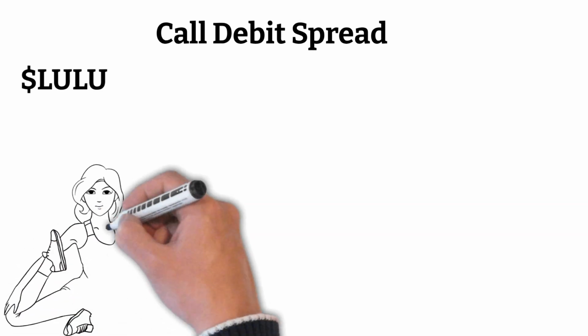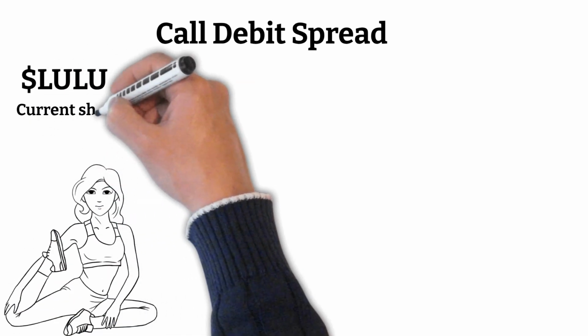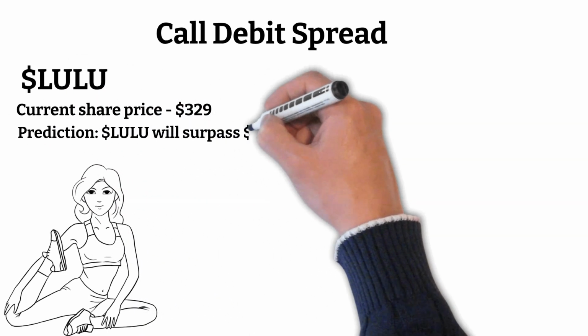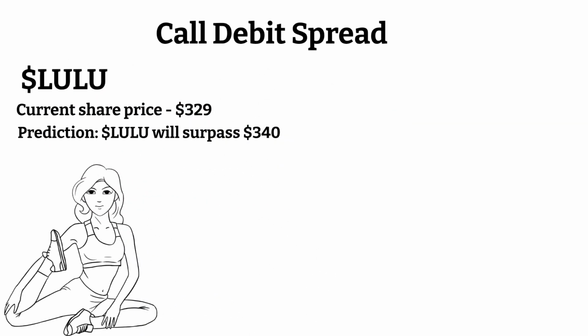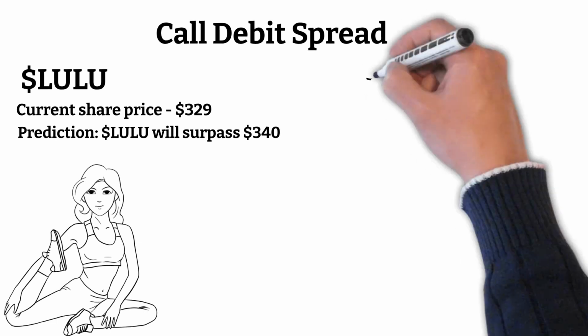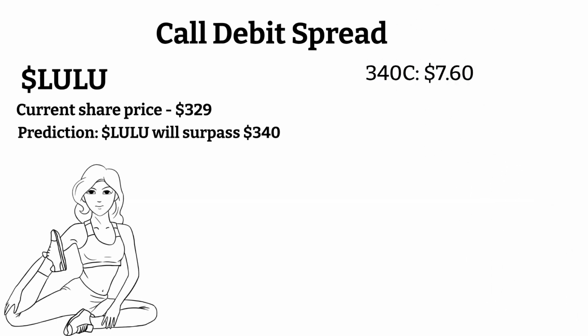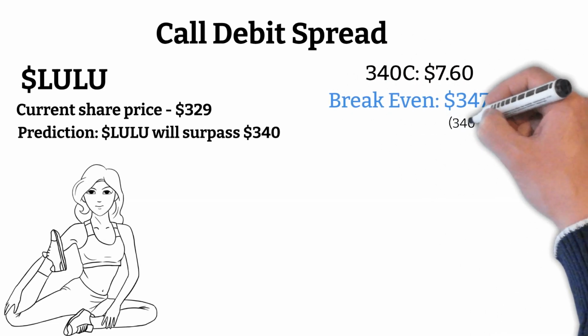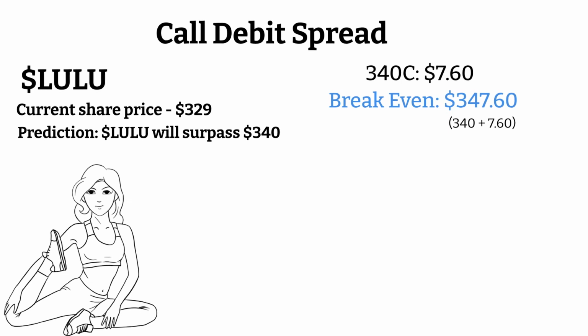Alright, so now that we've discussed what we're actually doing, we'll use Lululemon for the call debit spread example. Lulu is currently trading at $329 a share. Let's say you're bullish on Lulu and believe that it was going to surpass $340 within a month. Right now, the 30-day call contracts for the 340 strike are trading for $7.60. So if you just bought the 340 call naked, you would need Lulu to actually be above $347 by expiration in order for you to pull a profit on that trade.